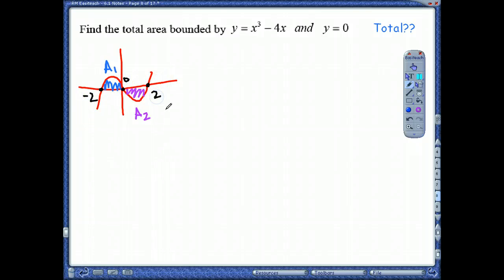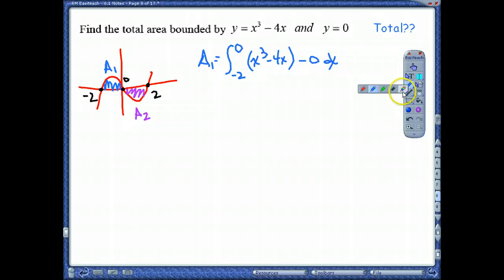And you can use your calculator to find that out, or just set them equal to each other and factor. So when I'm finding the area bounded by these two, I am going to have to do two different integrals. So this first one, I'm going from -2 to 0. Make sure this is the left endpoint to the right endpoint. The top function is my cube. The bottom function is my 0.